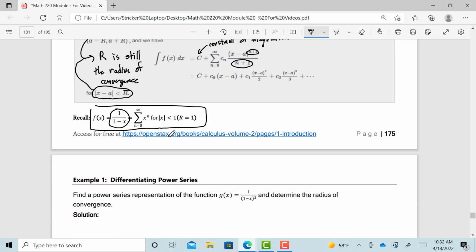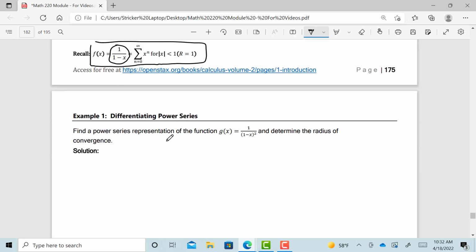So in this first video, we're going to look at how we can use differentiating or taking the derivative of a power series to help us find a power series representation. So example 1, we want to determine the power series representation for the function g of x equals 1 over 1 minus x squared. And if we compare that with our power series representation for a geometric series, remember it needs to look like 1 over 1 minus x, and it's not the same.